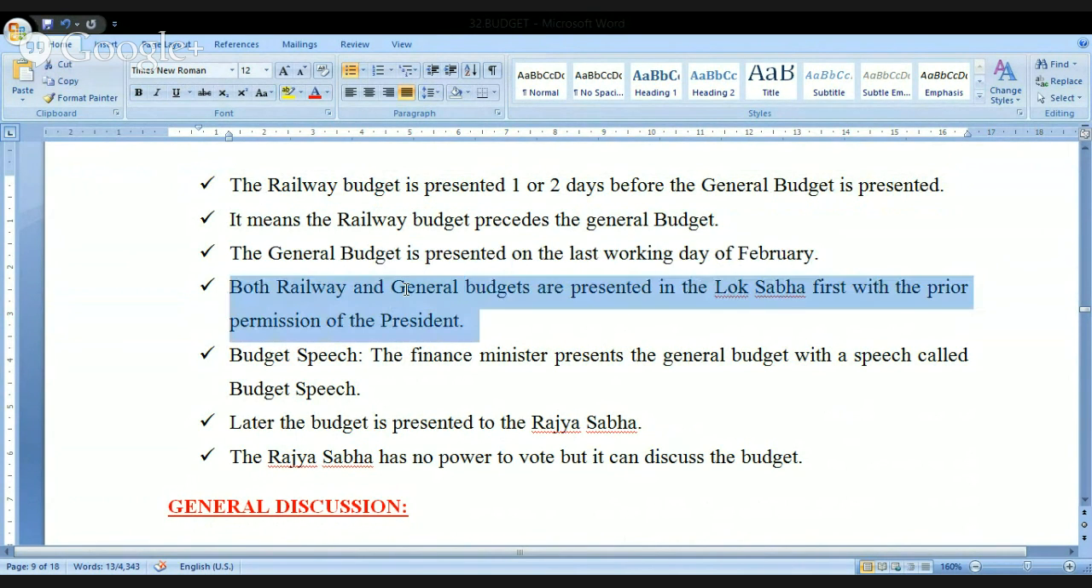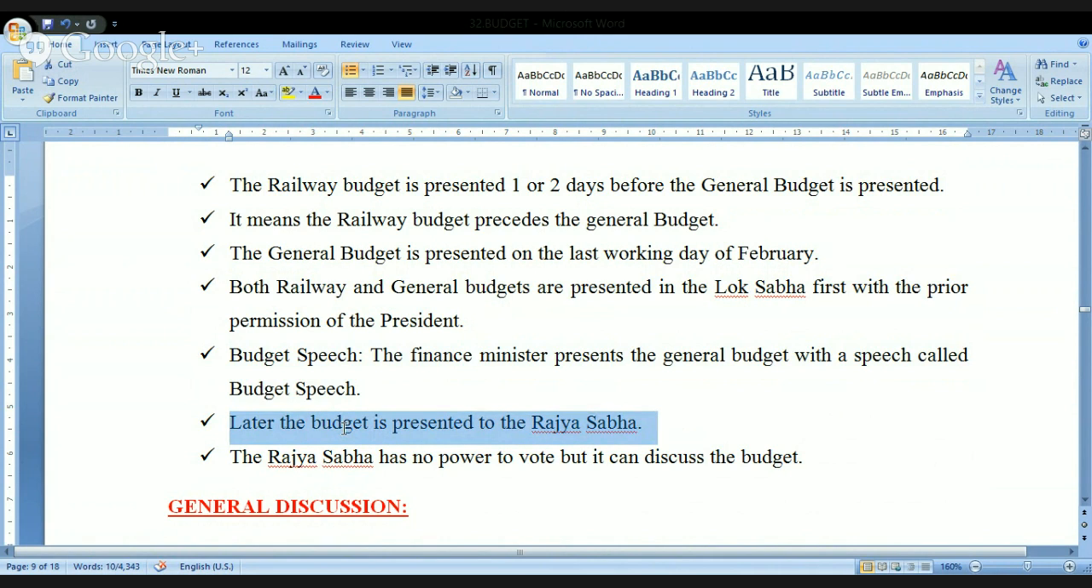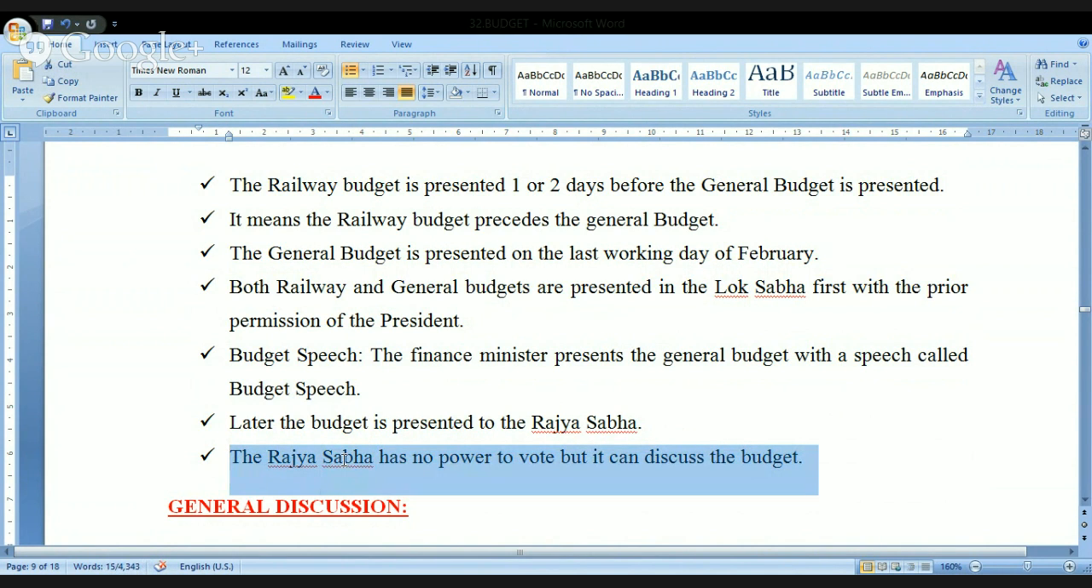Both railway and general budgets are presented in the Lok Sabha first with the prior permission of the president. Next one, I gave you something called budget speech. What do you mean by this? The finance minister presents the general budget with a speech, and that speech is called the budget speech, right? Later the budget is presented to the Rajya Sabha, and the Rajya Sabha has no power to vote, but it can discuss. Clear? So this is step number one, and step number one is over.